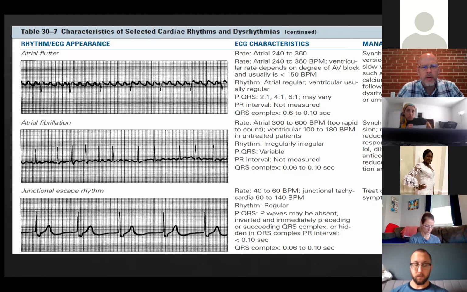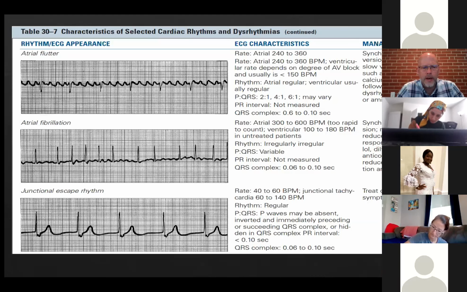AFib is associated with a higher risk of clots, especially in the heart. Why is that? The blood pools. It's not really moving as it should. Excellent, good. So they're more likely to develop a clot in the atrium. Those clots usually end up as being strokes because they usually most often form in the left ventricle.